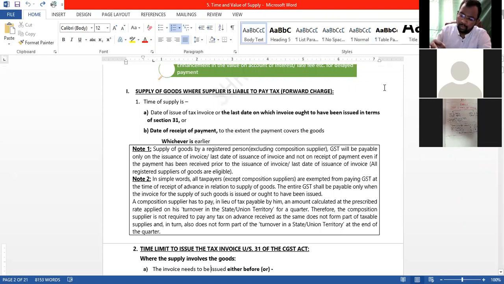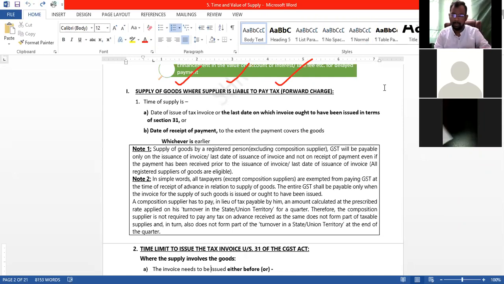Supply of goods where supplier is liable to pay the tax. So you can see here, ma, I've already prepared the charts for the same. Time of supply of goods. First case, forward charge mechanism.